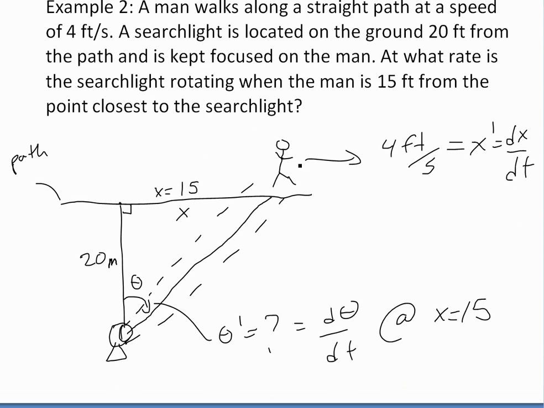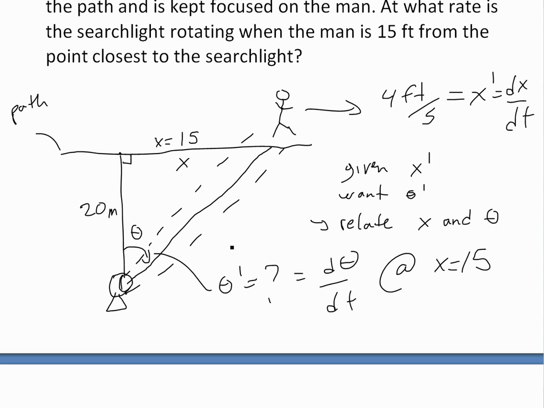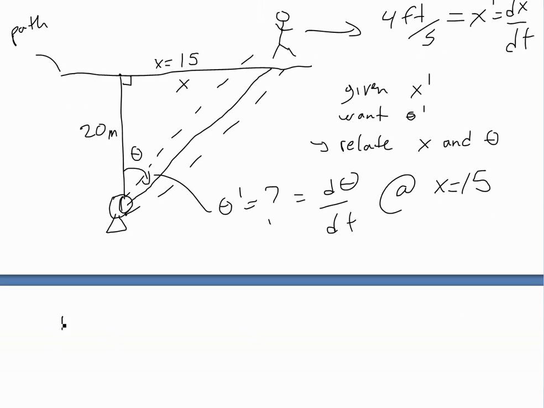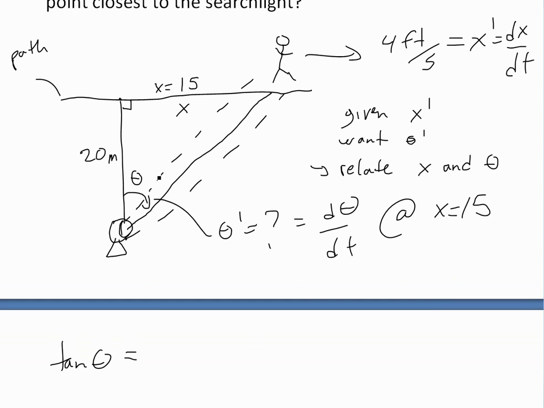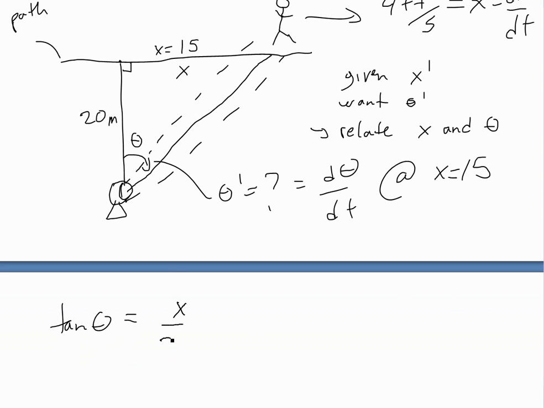So to solve this, we need to set up an equation that relates theta with x, because we are given x prime. So given x prime, we want theta prime. So then we need to relate the two. Relate x and theta in an equation. And to do that, well, we know trigonometry. We know tan. Tan is just opposite over adjacent. So then tan theta is just equal to x, because we don't know it. We'll just do a general one first, because we can't just put 15. Because if we do the derivative, it's not a constant. It changes. So basically, we need to put x there. So x over 20. That's what tan theta is. So we have our equation that relates the two.